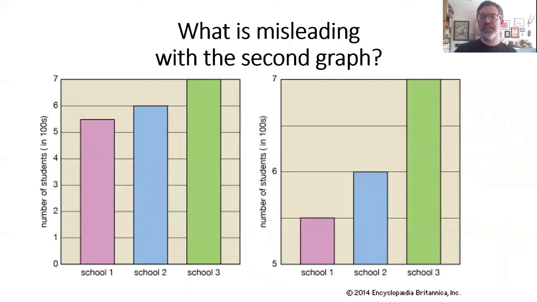What is misleading about the second graph?